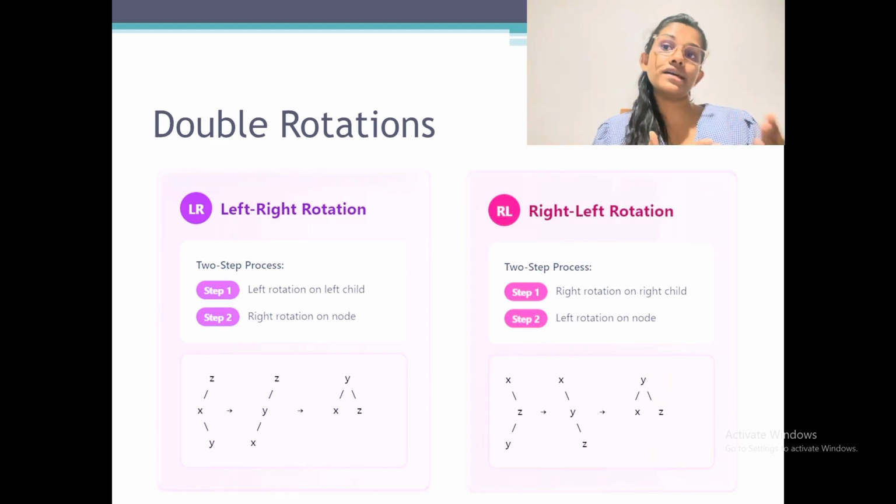Now we have right-left rotation, another double rotation, but in the opposite direction. We first do the right rotation on the right child, converting it to a right-right case. Then we perform a left rotation on the original node. The beauty of these rotations is that they are local operations. They only affect small portions of the tree and they are guaranteed to restore balance while maintaining all the BST properties.